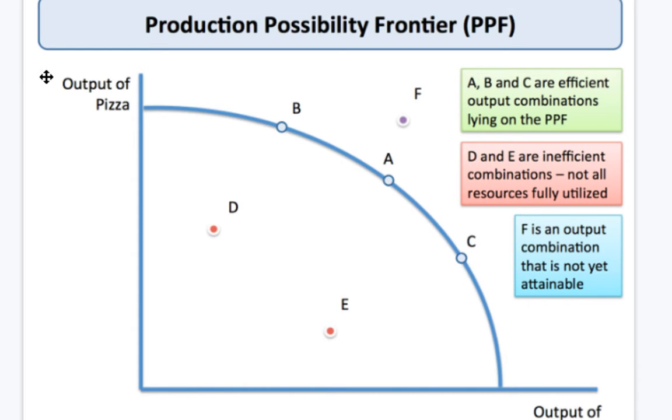In this example, we're looking at the output of pizza versus the output of sugar. Everything on this line shows where we are when it comes to the output. A, B, and C are efficient output combinations, and they lie on the PPF, which I'll explain more in a second. D and E are inefficient combinations because they're not using all the resources. They don't fall on the actual curve or the frontier. And F out here is an output combination that is not attainable, meaning that we're using too many resources and we don't have enough to reach that goal. I'll explain again in just a second.